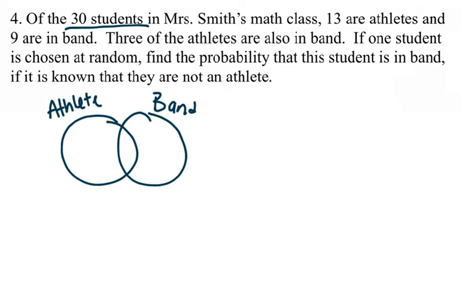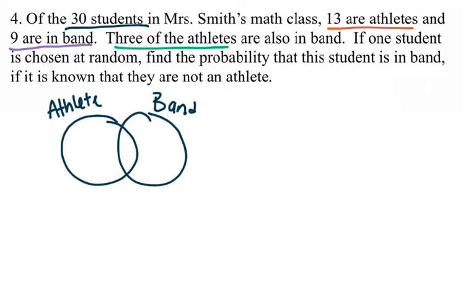13 are athletes, and 9 are in band. 3 of the athletes are also in band. So I want you to see if you can fill out the Venn diagram. So try that in 1, 2, 3.